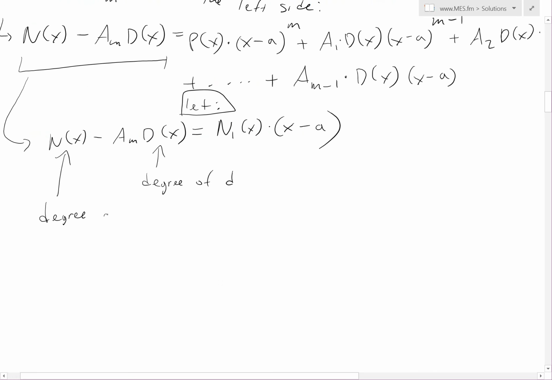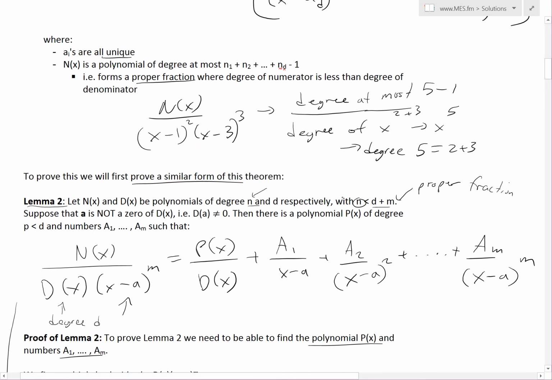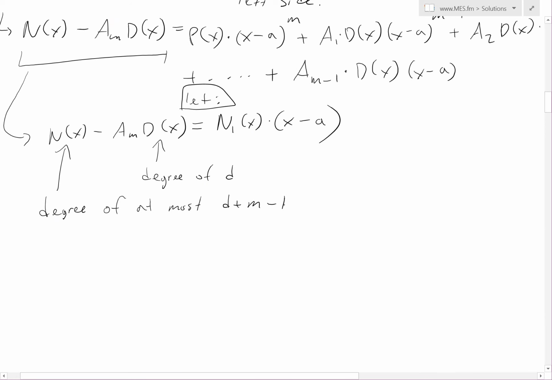So n has a degree of at most d plus m minus 1. So what this means is, because you know it has a degree of n, but n is less than d plus m, because it has to be less than this, it's at most d plus m minus 1. So 1 degree less than d plus m at most right there. Now what this means is if this degree is at most d plus m minus 1, then this whole thing right here, or I'll circle this.